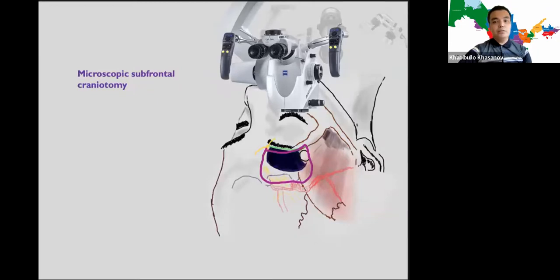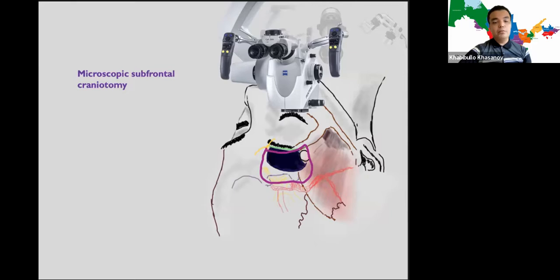And this technique better visualizes neurovascular structures such as the optic nerve, both ipsilateral and contralateral internal carotid arteries, ICA, A1, ACOM, the cavernous sinus, and some cranial nerves. But it is always combined with some procedure-related complications such as poor brain relaxation.